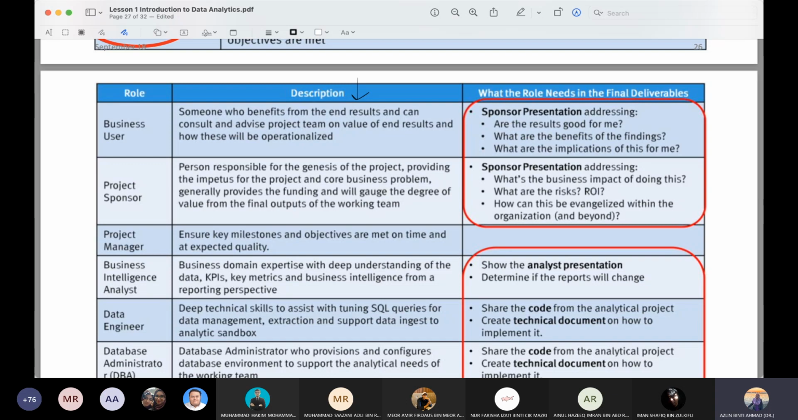Allah, siapa pula telefon ni? Sekejap, excuse 1 minit, sekejap. Okay.